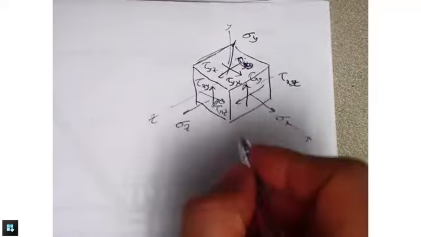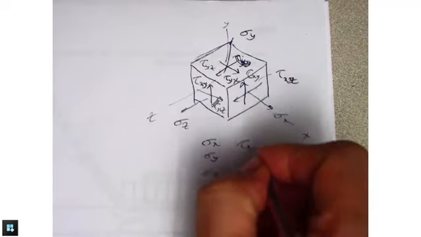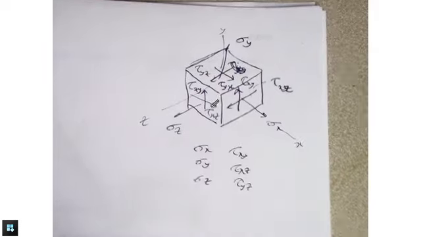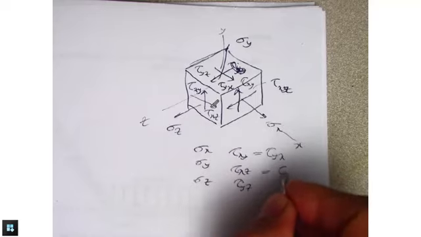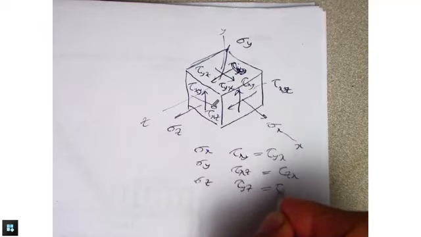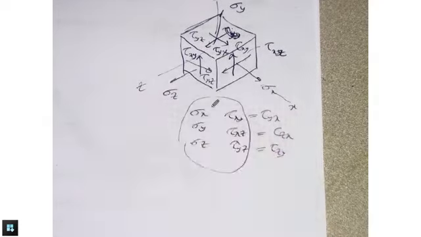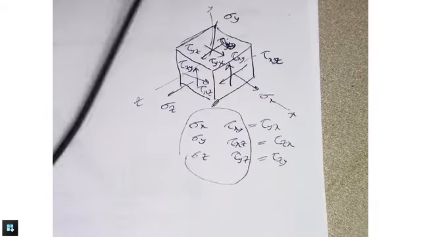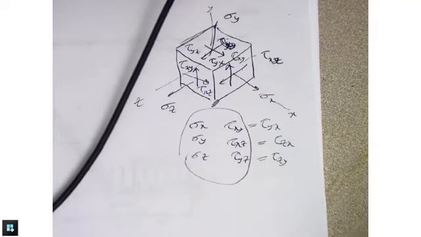So if you remember, we said that we have sigma x, sigma y, sigma z, and then tau xy, tau xz, and then tau yz. And from equilibrium, we know that this is equal to tau yx, also this is equal to tau zx, and this is tau zy. All right, so by knowing these 6 stress elements, our state of stress is fully defined.